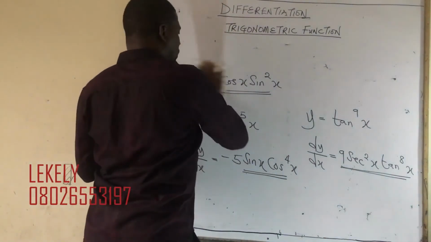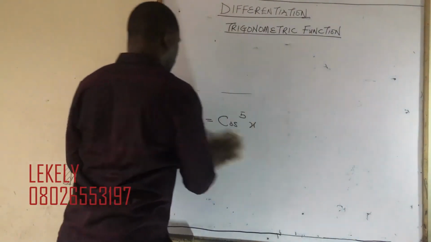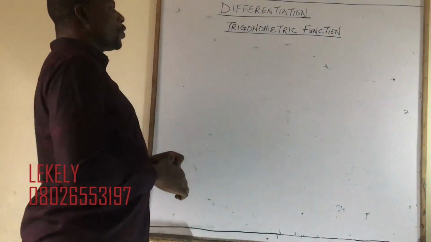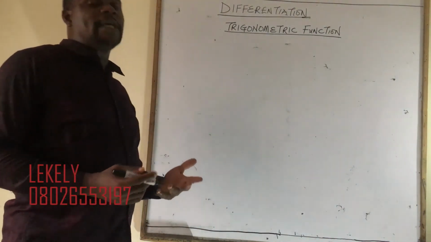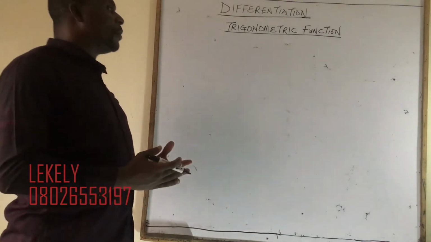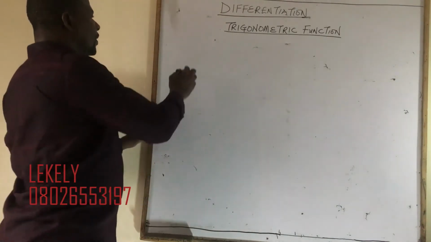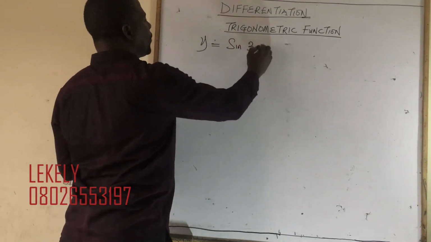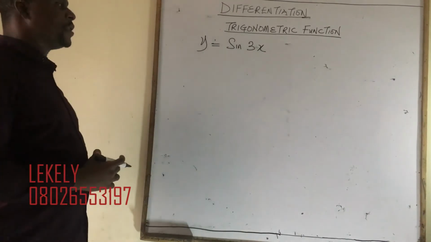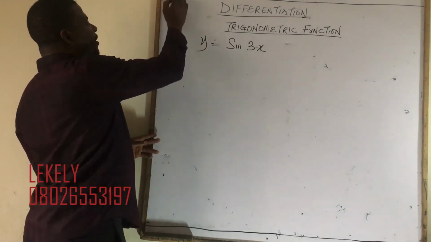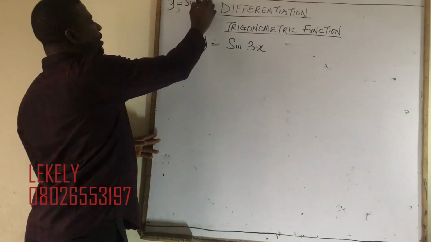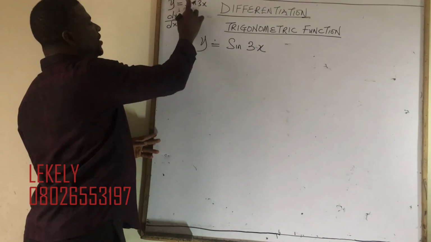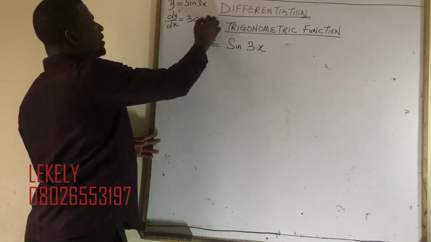Okay, let me take this first one and do it with a long method, because all these ones I'm doing are just the short method, which is also acceptable in exam. It's only that some lecturers might want you to do the long method. For example, if I have y equals sine 3x and I want to use long method to solve this, I already know that if my y is sine 3x, the dy dx is differentiate 3x, 3, differentiate sine cos, then rewrite the 3x.